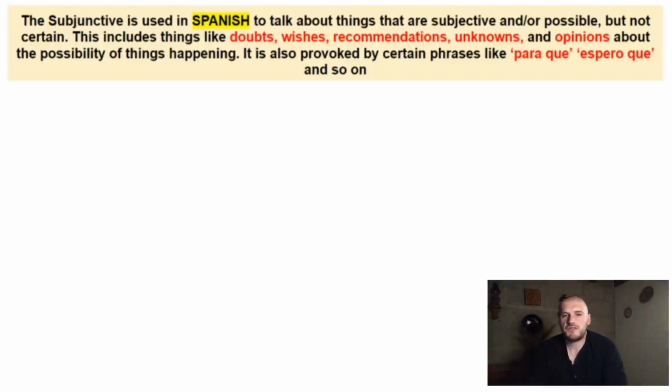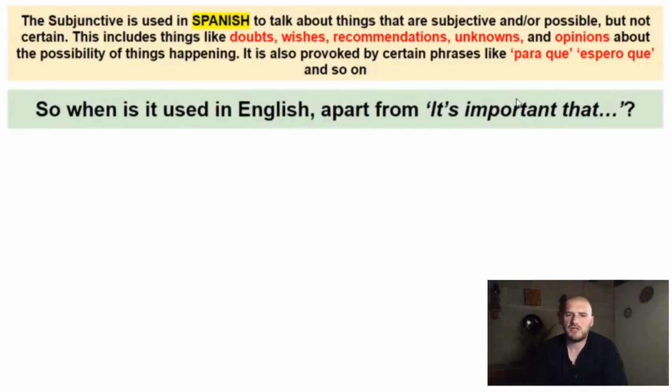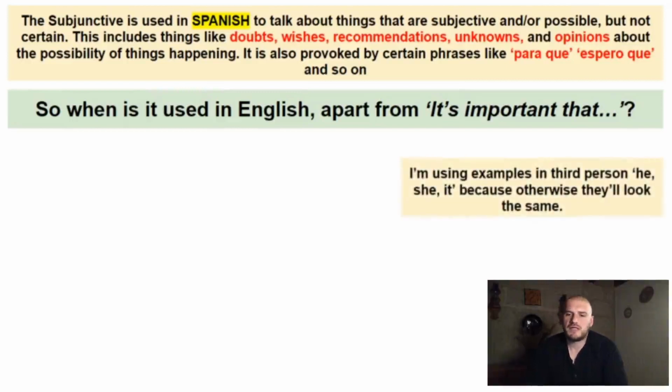The subjunctive is used in Spanish to talk about all of these things, right? I already told you. Doubts, wishes, recommendations. So when do we use it in English? When is it used in English apart from it's important that? Okay? And it's important that you know this grammar because you are going to see it. Okay, so when are you going to see it? I'm using examples in third person with he and she and it because otherwise it's just going to look the same. Okay, so all of these examples are with third person, he, she, it.